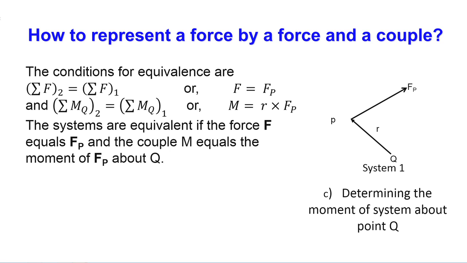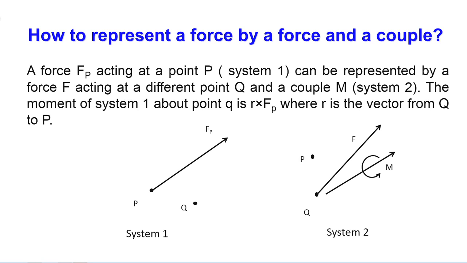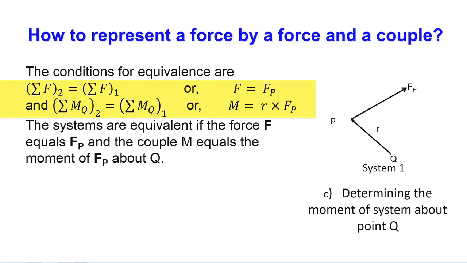Thus, this is the condition if we want to represent the first system in terms of a force and moment given in system 2. Then the conditions are that F equals F p and M equals R cross F p. This way you can find out.